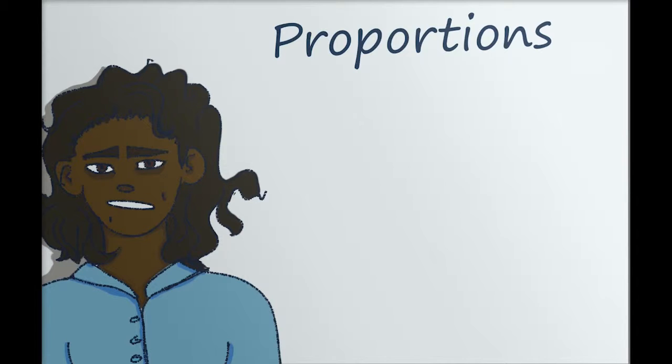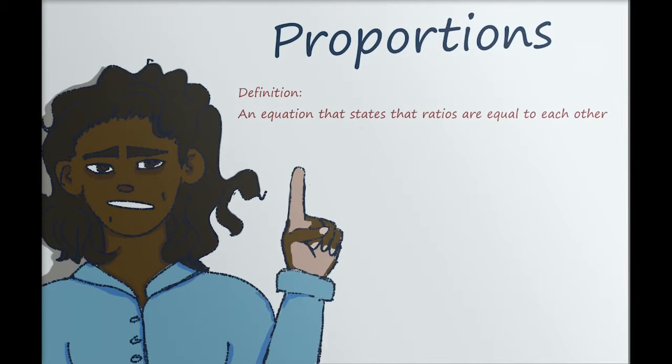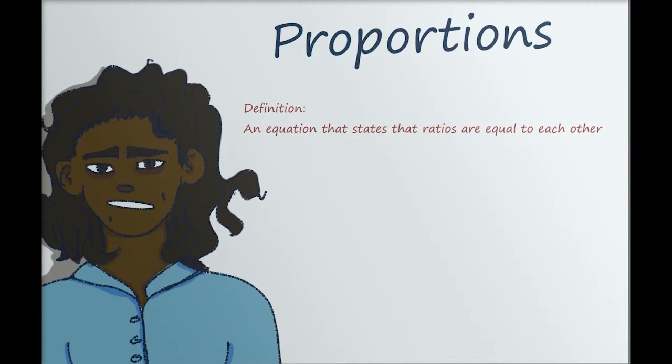Alright, let's go. So the first thing that you need to know is a proper definition of a proportion. So, I have one for you right here. A proportion is an equation that states that ratios are equal to each other. So, pretty much what that means is you can have two fractions, let's have 1/2 and 2/4, and they're equal to each other. Or, shall I say, they're proportionate to each other.